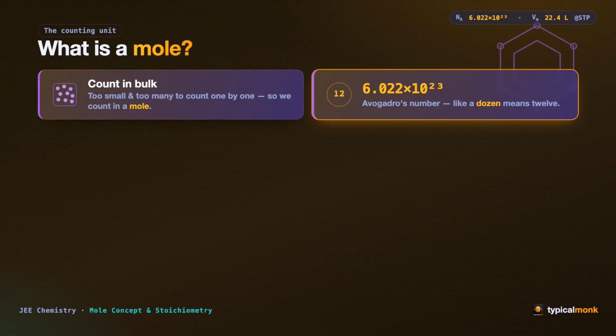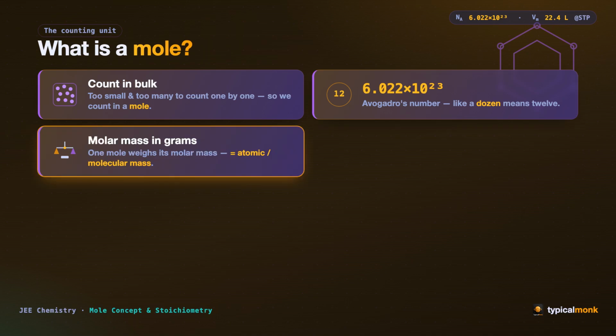It works exactly like the word dozen. When Sarah buys a dozen bananas, she does not count 12 every time. The word dozen means 12 always. In the same way, the word mole means 6.022 × 10^23. Always. A dozen eggs, a dozen atoms, a mole of eggs, a mole of atoms. Same idea, bigger number.